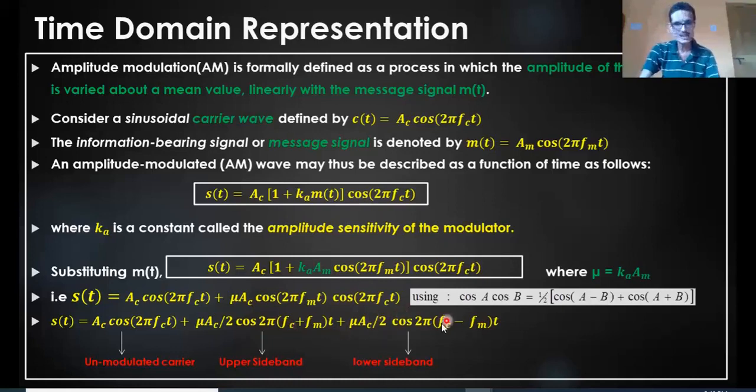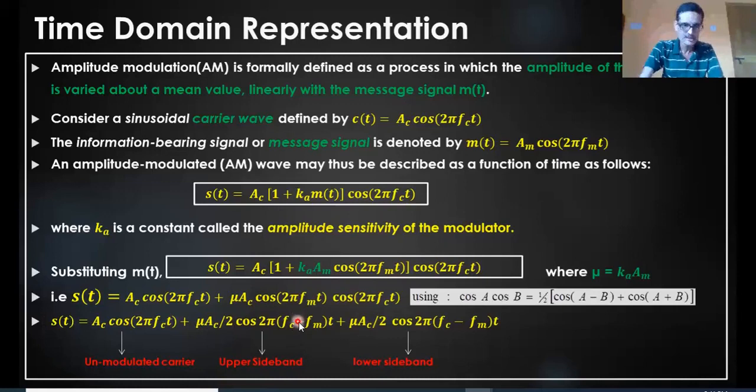So I have three components here: the unmodulated carrier, the upper side band, and the lower side band. The unmodulated carrier is of no use in this modulated signal. We can suppress it, we can remove that component before transmission. And just look at this term, both sidebands have the same amplitude, each containing mu.